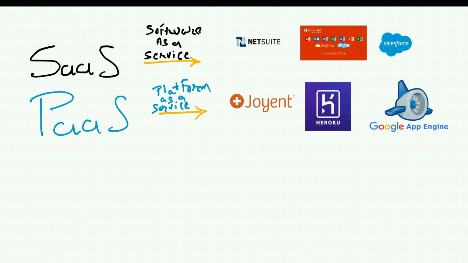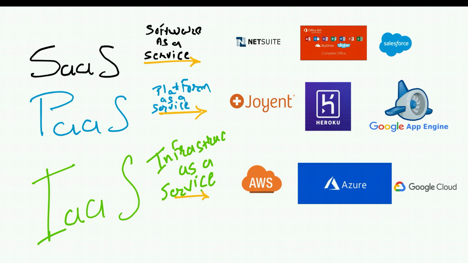The second model is the platform as a service model, where the cloud provider provides the platform required to build your application and to test it before deploying it into production. This type of model is mainly beneficial for application developers who need a dedicated infrastructure for building and testing their applications and other related stuff. Some examples are Joyent, Heroku, and Google App Engine.